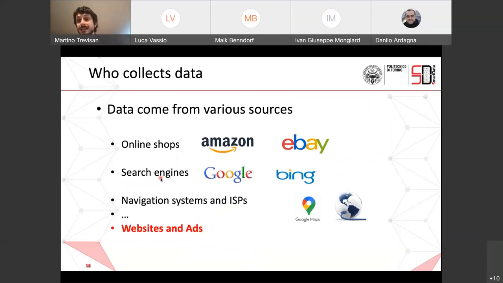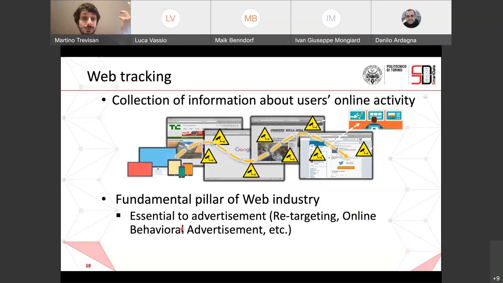Who owns this data? This data are typically owned by companies. Companies that during their business collect data. So online shops like Amazon, eBay, search engines, Google, Bing, insurance companies, navigation systems, telco operators that have the traffic data. And also website and advertisement platforms have personal data. And I want to start from this advertising platform because this has been the first sector where we have seen a tension between user privacy and economy. So all the field of advertisement and behavioral advertisement generated some tension about privacy of users.